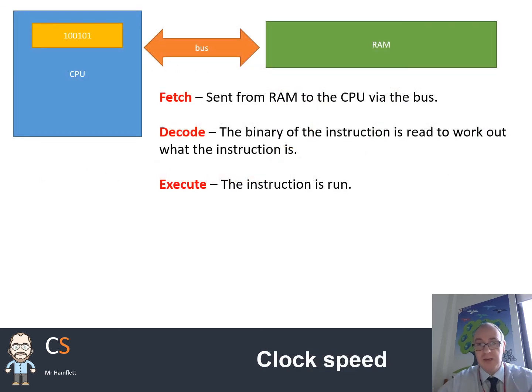The next one is clock speed. This is how many instructions we run per second, i.e. the hertz. And this is how often we can run the FDE cycle. So the clock speed is how many times per second I can do the FDE cycle. If I have a 1 gigahertz processor, that means I have a clock speed of 1 gigahertz, which means I can do 1 billion instructions per second. That's what we refer to as clock speed. A clock cycle is 1 FDE: 1 fetch, decode, and execute.